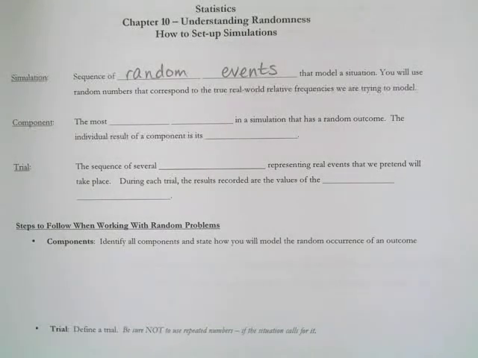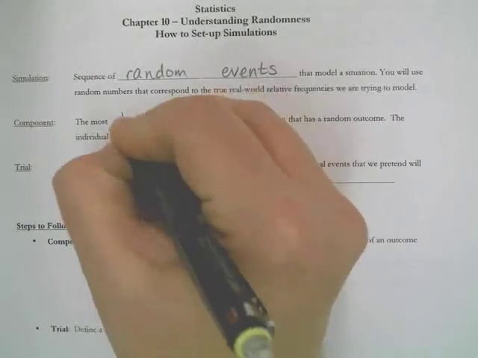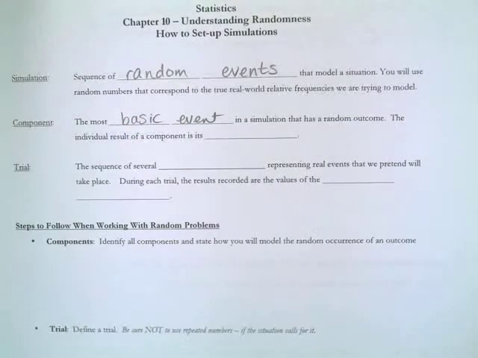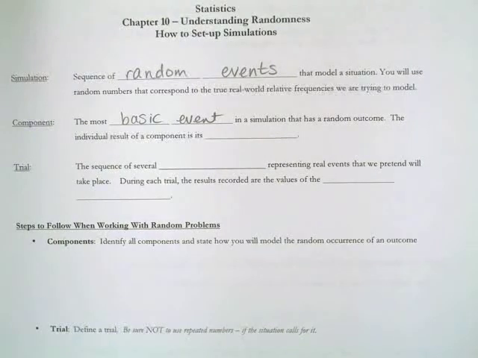All right, so a component is just the most basic event that can happen. So the most basic event would be the chance that I hit a head, or how many times my coin flips on a tail, okay? The individual result of the component, that is called the outcome.